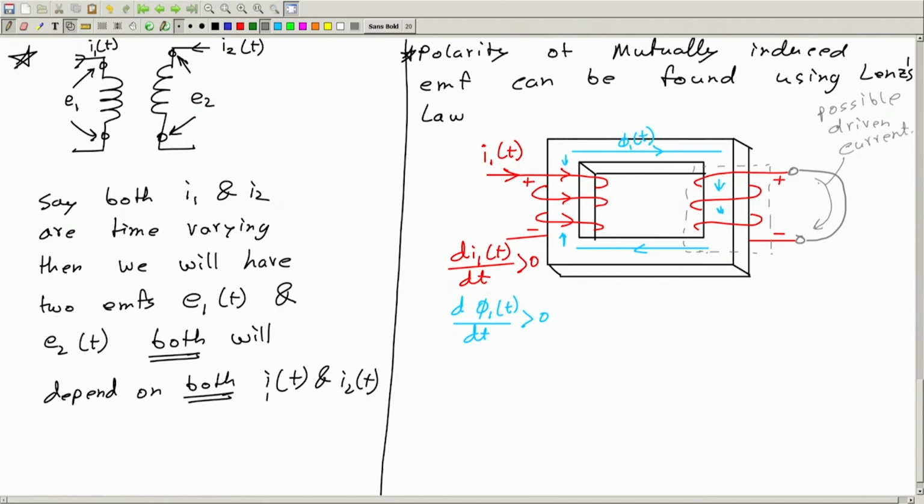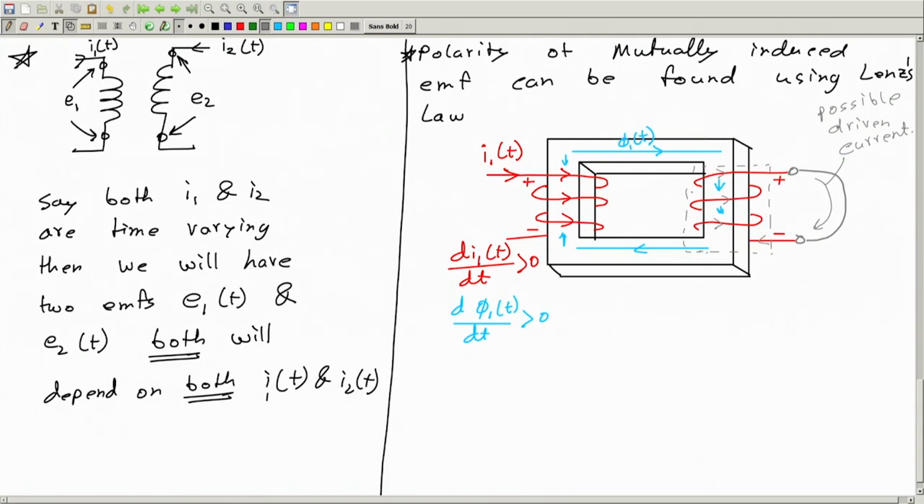Okay, and so now in which direction does the current flow? The current here will flow like this. So like this, this and this. Plus to minus outside, minus to plus inside the battery, inside the source. Now what will be the direction of this EMF?